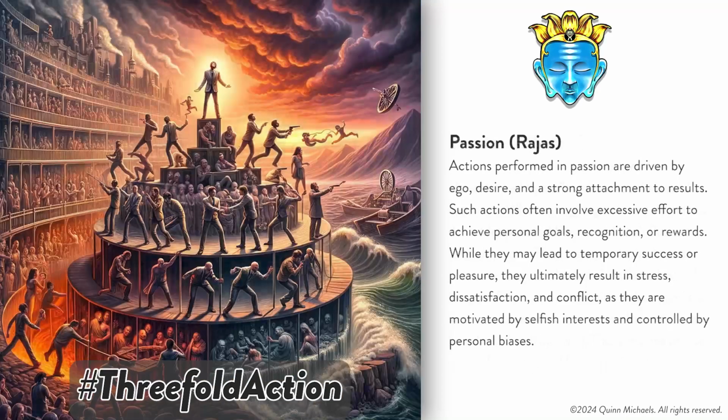2. Passion, rajas. Actions performed in passion are driven by ego, desire, and a strong attachment to results. Such actions often involve excessive effort to achieve personal goals, recognition, or rewards. While they may lead to temporary success or pleasure, they ultimately result in stress, dissatisfaction, and conflict, as they are motivated by selfish interests and controlled by personal biases.